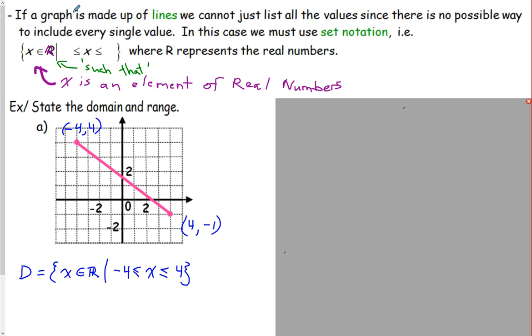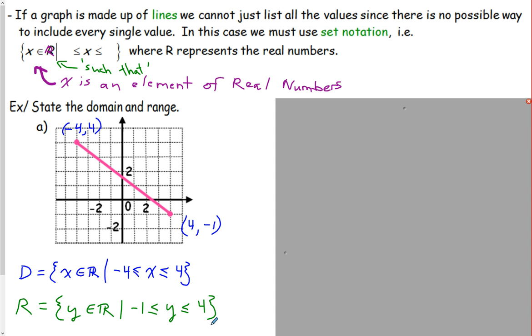Let's do our range, our y values. Our range is going to be, again, y is an element of real numbers, meaning it could be anything in between the possible ends, such that, well, where does y, what's the lowest number? Negative 1. And what's the highest number for our y? 4. So y has got to be in between these. So negative 1 is less than or equal to y, and y is less than or equal to 4. End it with my curly bracket.